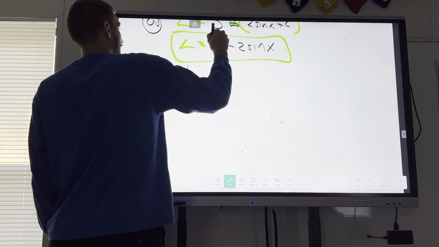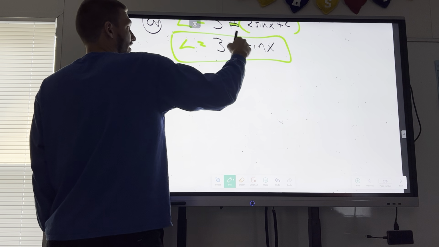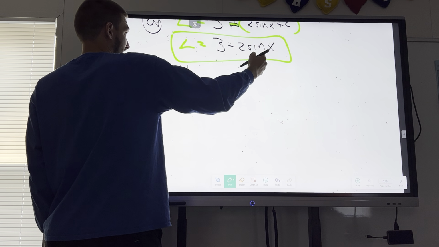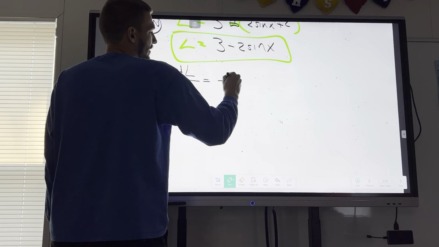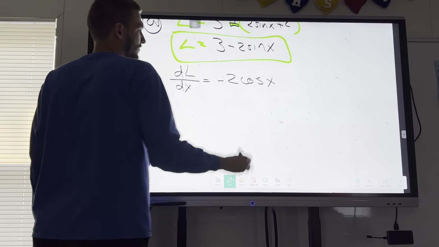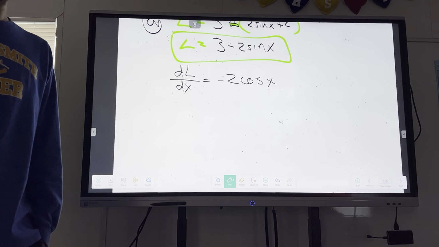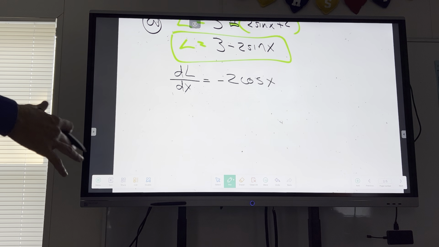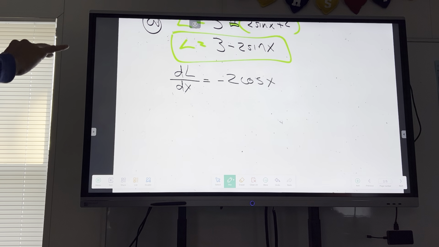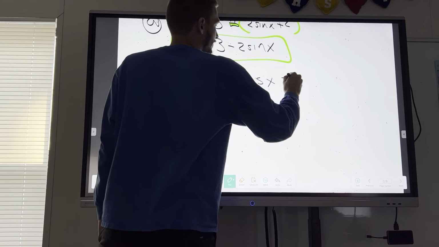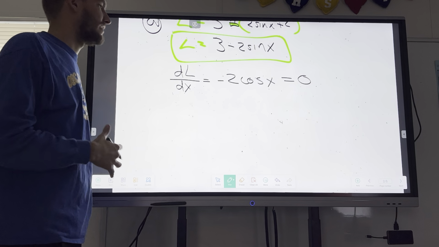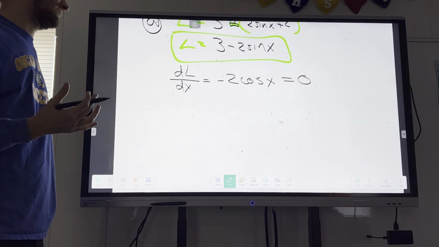The derivative of 3 is 0. The derivative of sine is cosine. And when we have negative 2, it's just a coefficient. So negative 2 cosine x. That's the derivative. And with every single one of these, that derivative is useful basically just to show where the stationary points are. Set it equal to 0.